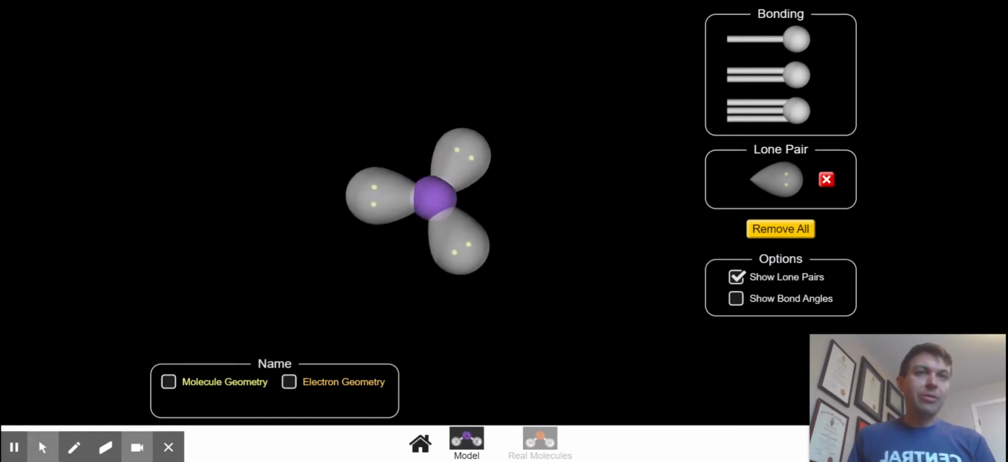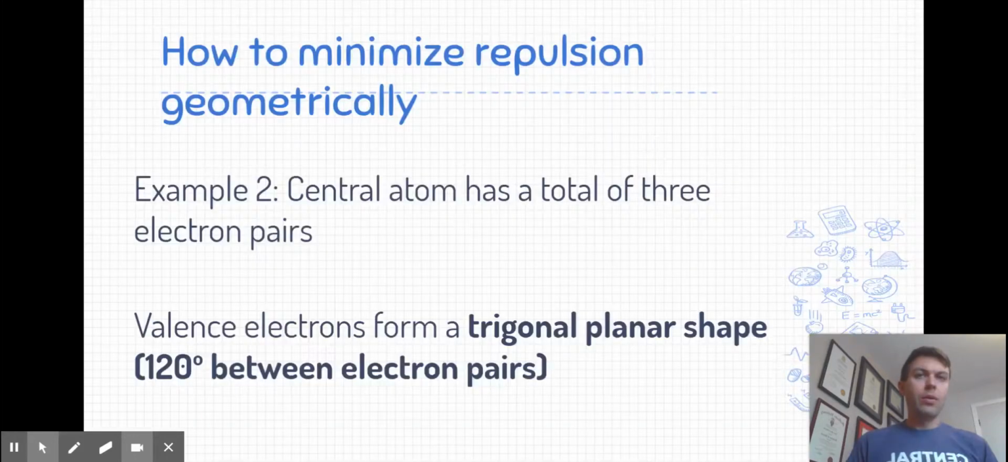This shape here is referred to as trigonal planar, a triangle in a plane. When the central atom has a total of three pairs of electrons, to minimize repulsion, those electrons will form a trigonal planar shape with 120 degrees between each of the electron pairs.